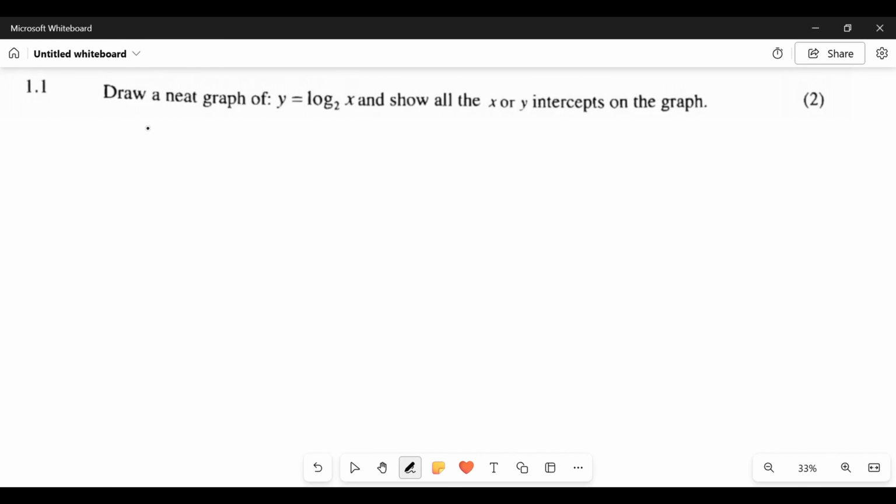Here is our 1.1. They want us to draw a neat graph of y equals log base 2 of x and show all the x and y intercepts on the graph. This is actually 2 marks.